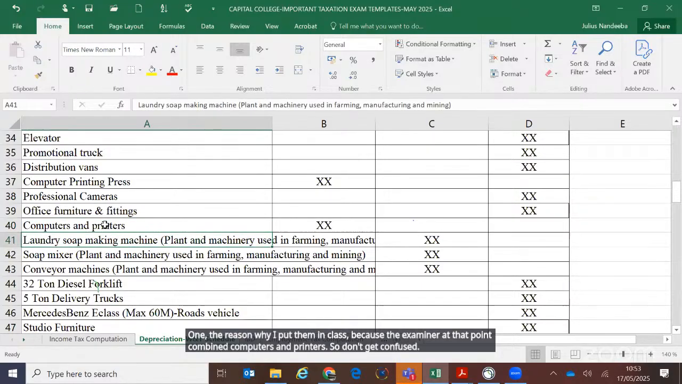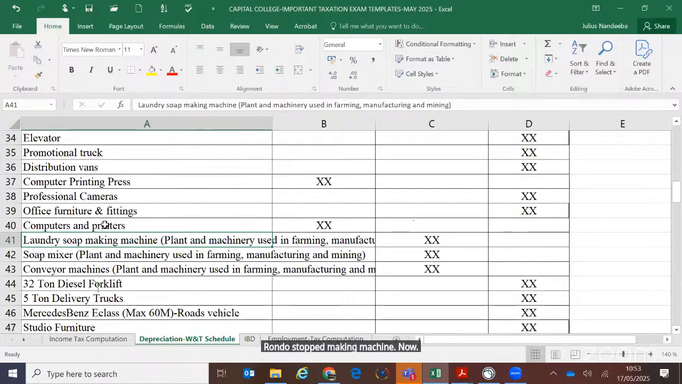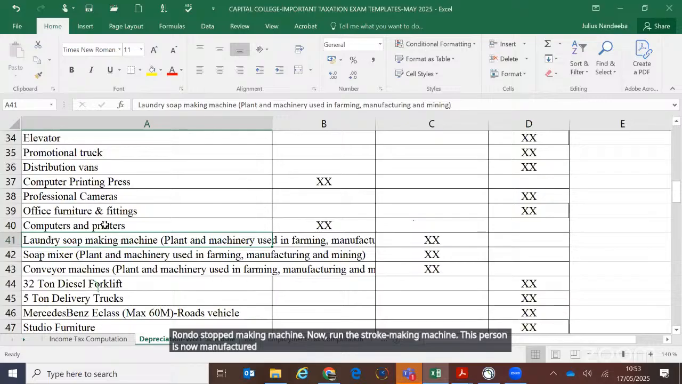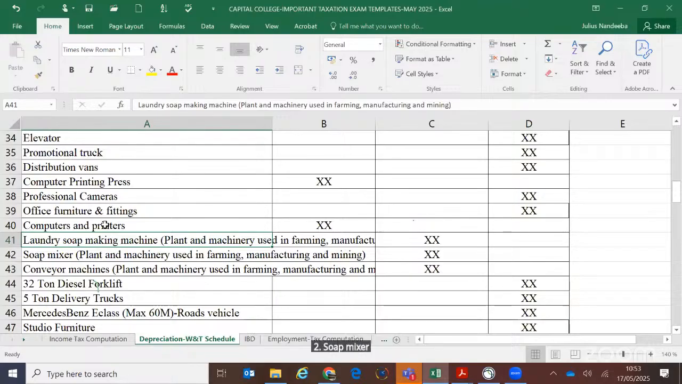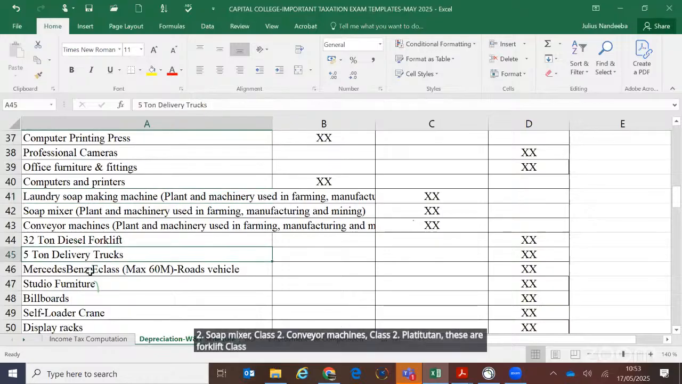Rondel soap making machine. This person is now manufacturing. That's an equipment that would be under class 2. Soap mixer, class 2. Conveyor machines, class 2. 32-ton diesel forklift, class 3. Delivery trucks, class 3. There is this one item that you must remember.